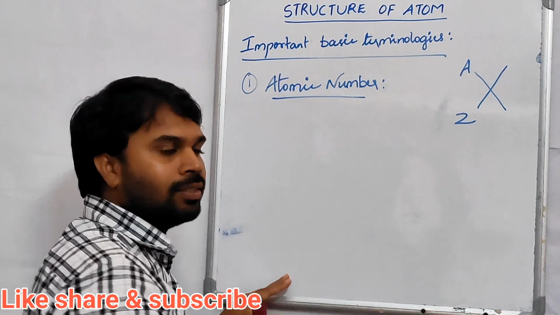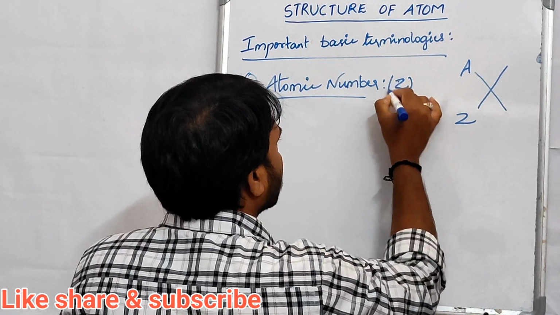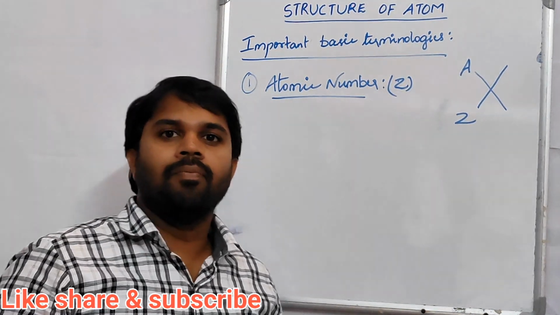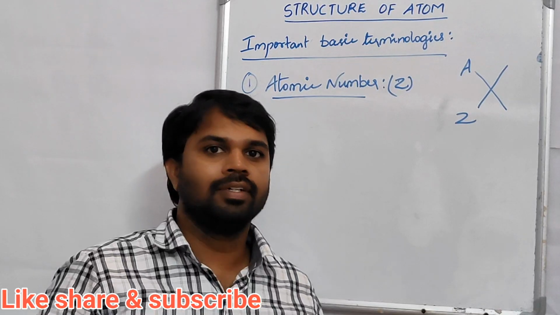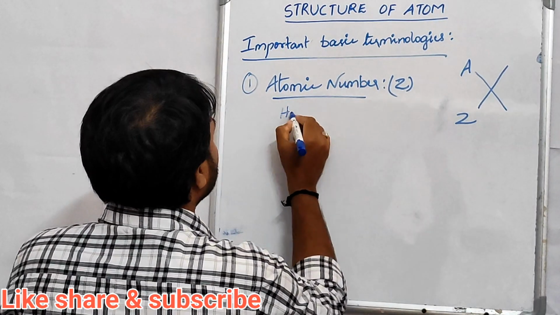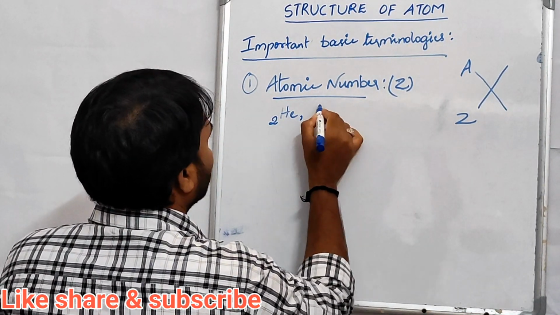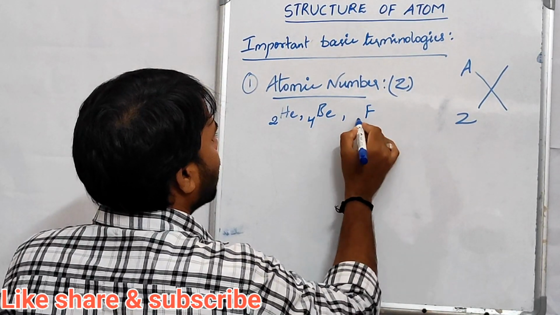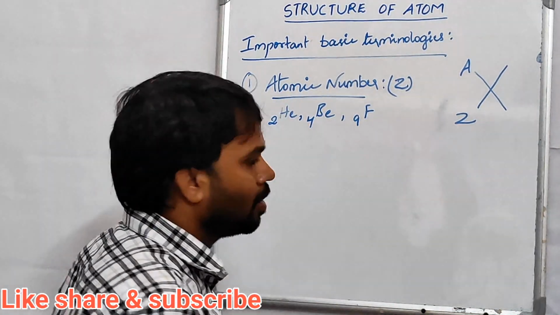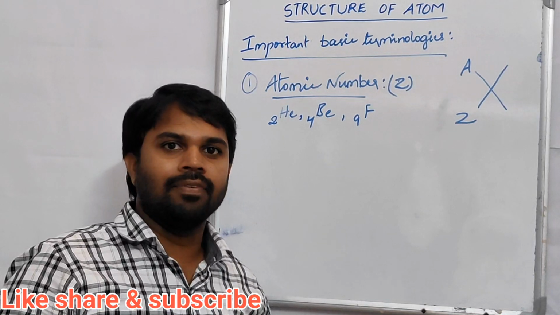It is indicated with Z. The number of protons present in an atom of an element is called atomic number. For example, helium atomic number is 2. Beryllium atomic number is 4. Fluorine atomic number is 9. Let's see the calculation of protons.